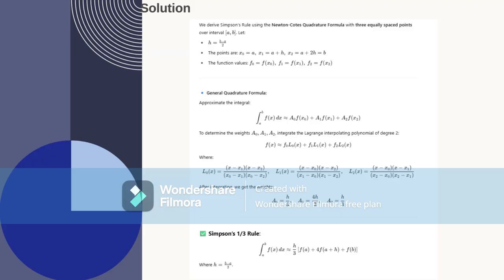The general quadrature formula is given on the screen. After integrating, we get the weights, where a0 equals h by 3, a1 equals 4h by 3, and a2 equals h by 3.